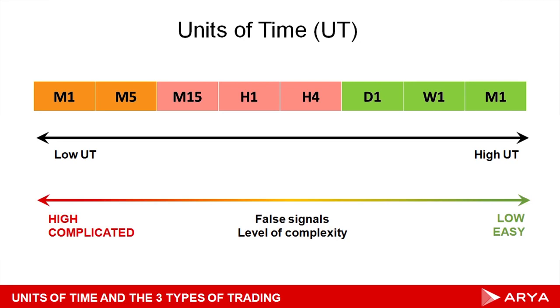Low UT are UT where false signals are more numerous as compared with the trends, and these UT are more difficult to trade for a beginner. If you are a beginner, for example, you must have a good mastery of the financial markets to trade in 1 minute or 5 minutes. Conversely, the longer the unit of time, the less numerous the false signals and the easier it is to read the markets, so the level of complexity is lower.